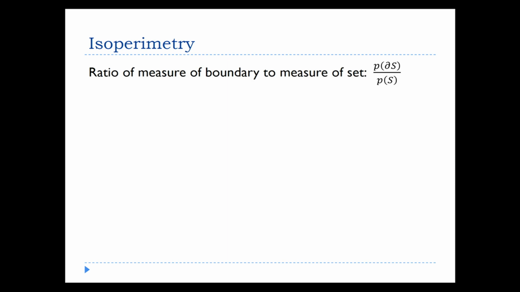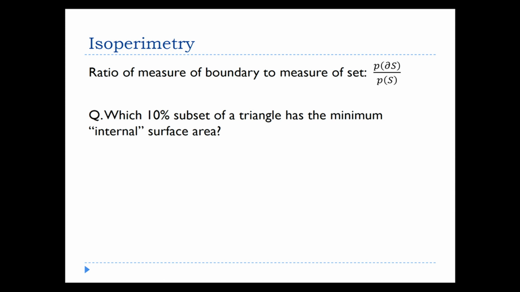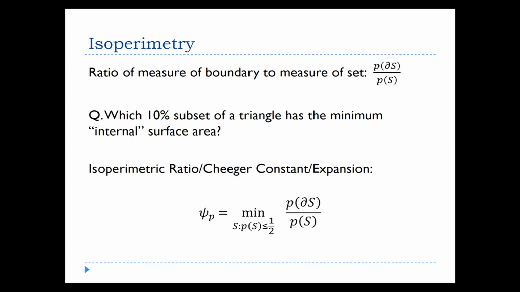Okay, now to make this a little more general, let's have this parameter, the ratio for a subset of space, or a measurable subset, the measure of the boundary to the measure of the set, and you ask, for example, which 10% subset of a triangle has the minimum internal length or surface area, and suddenly that's not so easy anymore. So we'd like to study this quantity in general, the isoperimetric ratio or expansion, the Cheeger constant, which is the minimum over all subsets of measure up to a half, of the ratio of the measure of the boundary to the measure of the set. Okay, this is the quantity for both talks.